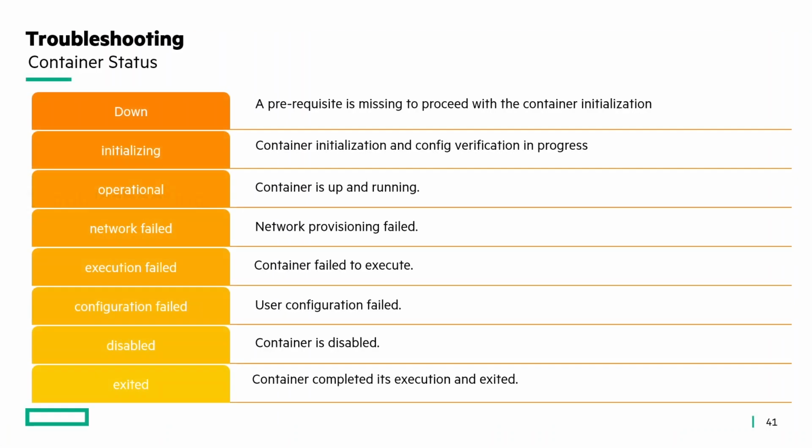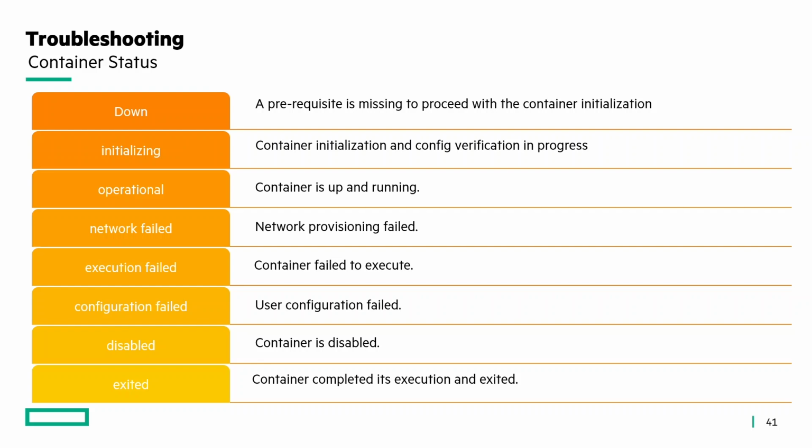Let's move on to troubleshooting now. CX container status is split into various stages. A few are listed here. The first one is down. If there is a prerequisite missing to proceed with the container initialization, then the container status is down. Initializing means container initialization and config verification are in progress. Operational, as you all know, is just up and running. Network fail is when the network provisioning failed somewhere in the network config or the port mapping config. Execution fail is when the container failed to execute.